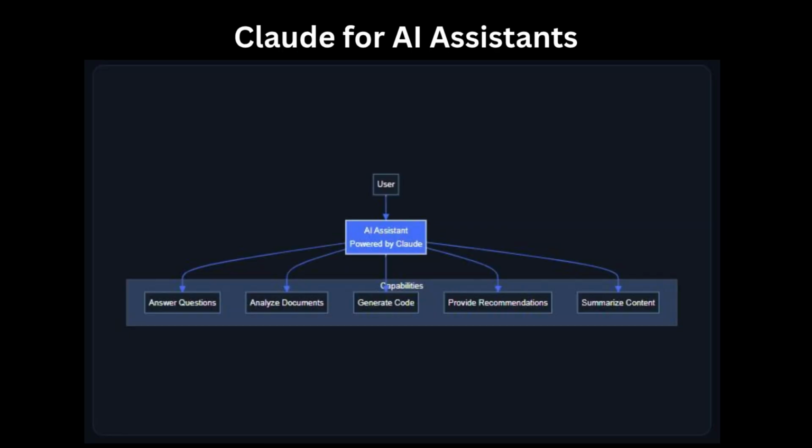Claude for AI assistants. Claude is highly effective for building AI assistants. It can answer questions, analyze documents, generate code, provide recommendations, and summarize content. It supports multi-turn conversations and maintains context over long interactions. These capabilities make it suitable for assistants, co-pilots, and knowledge systems.